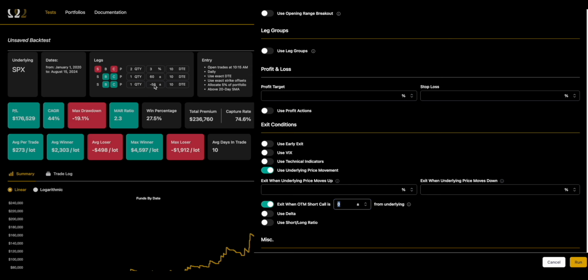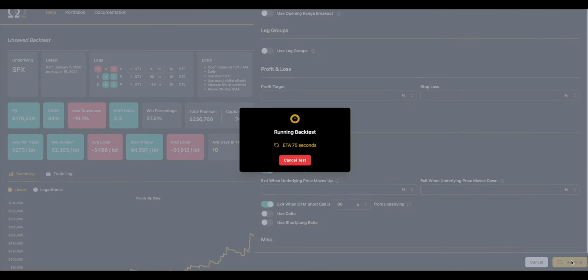If we exit the short call at 60 points from the underlying, that's going to align it with our far long. So that's going to be when the long is violated. So that's one way to do it. Let's check that. Right now, we're going to keep everything else the same so we can compare MAR easily.